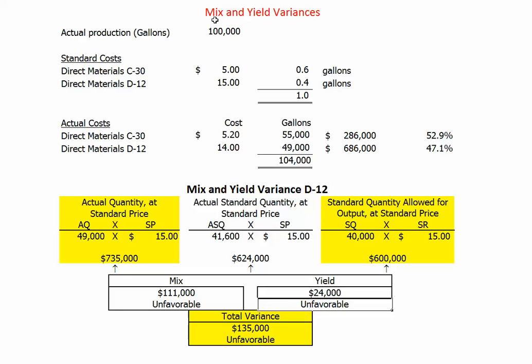In terms of our yield variance, again, just like for C30, we have an unfavorable yield variance because we should have used 100,000 gallons of total input, 1 gallon of input per gallon of output, and we actually used 104,000. The two unfavorable variances combined together give us our $135,000 total unfavorable variance.